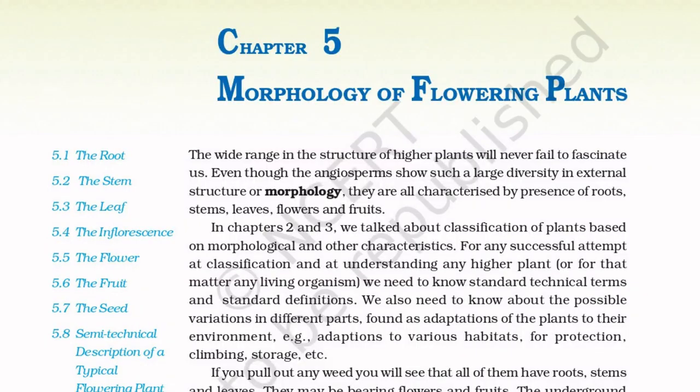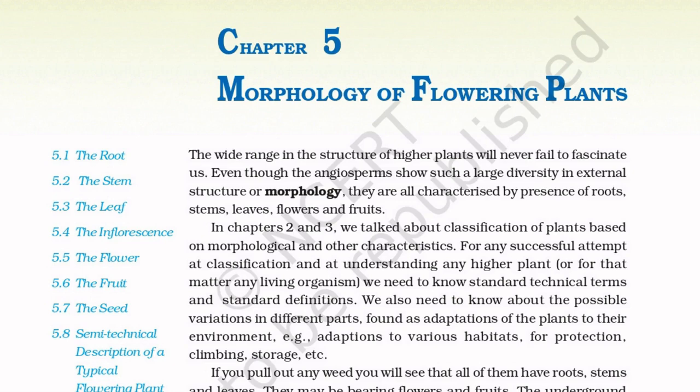Chapter 5 Morphology of Flowering Plants. The wide range in the structure of higher plants will never fail to fascinate us. Even though the angiosperms show such a large diversity in external structure or morphology, they are all characterized by presence of roots, stems, leaves, flowers and fruits.